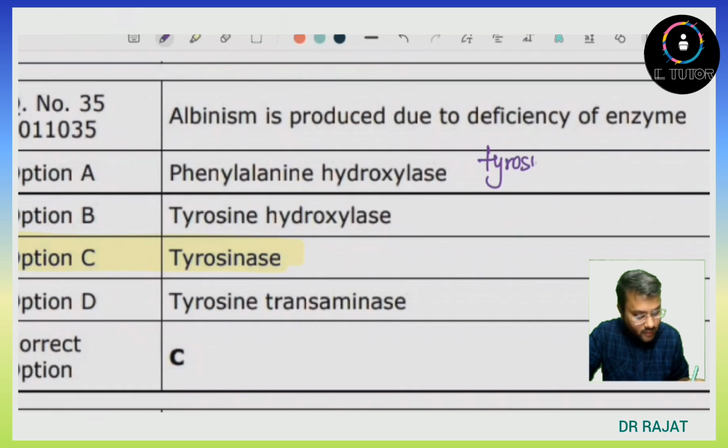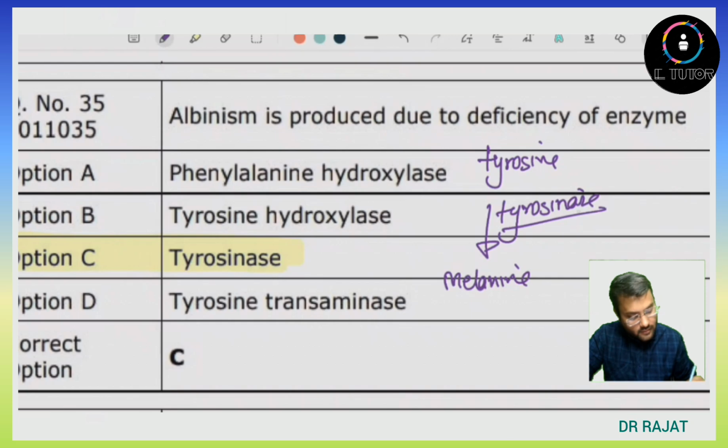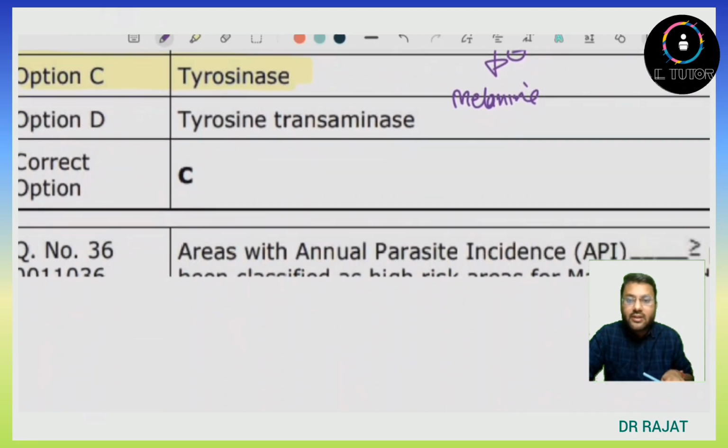Tyrosine converts to melanin, and this melanin is responsible for the pigmentation. And in albinism, melanin is absent, so tyrosine is not converting into melanin, and the enzyme required here is tyrosinase. If we talk about option number A, phenylalanine hydroxylase, then deficiency of this will lead to phenylketonuria. So answer here will be option number C, tyrosinase.